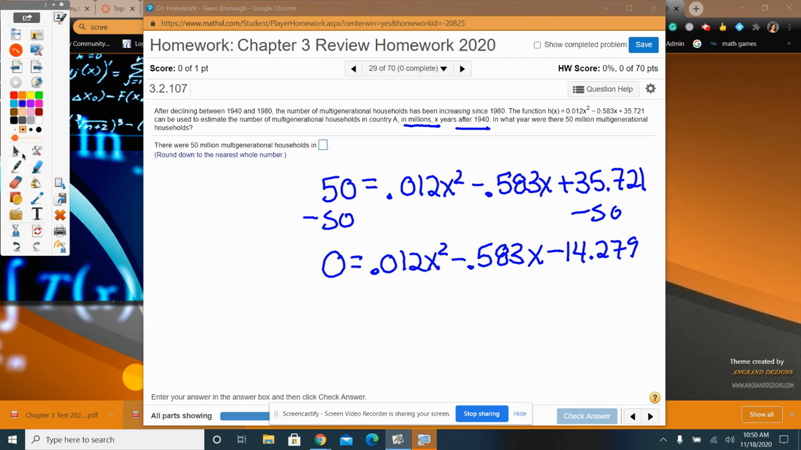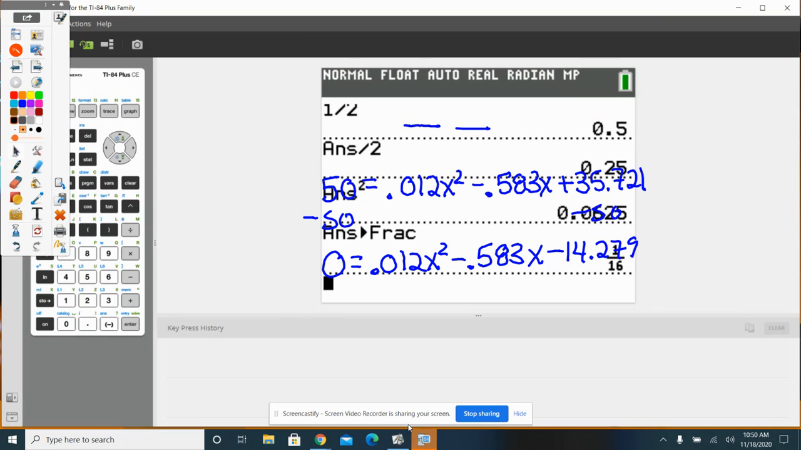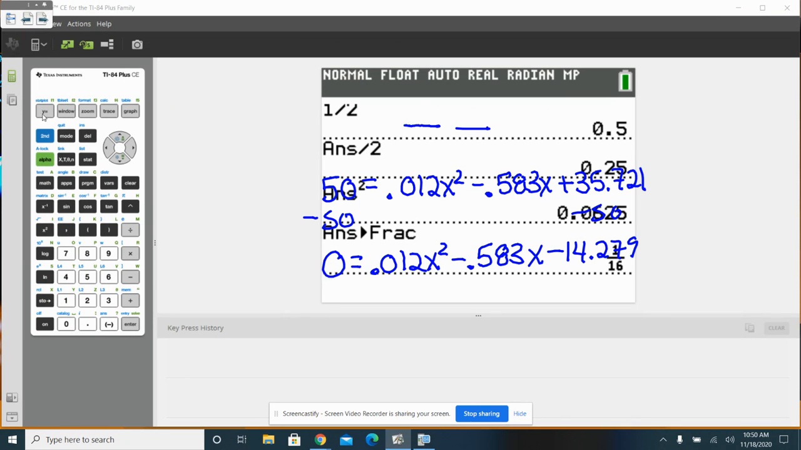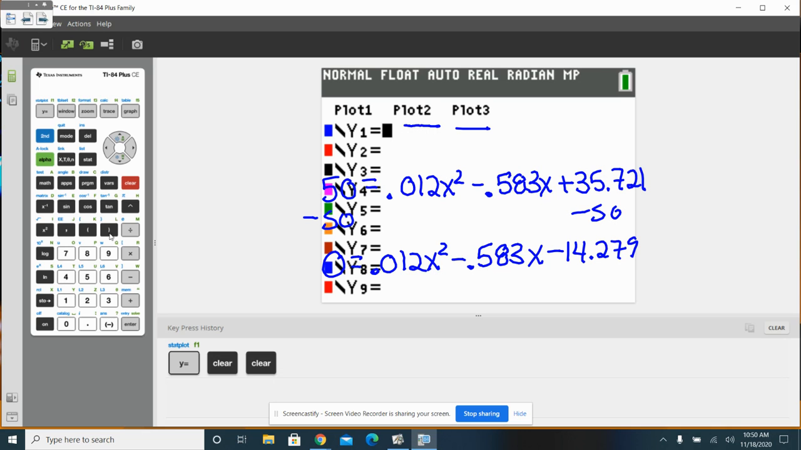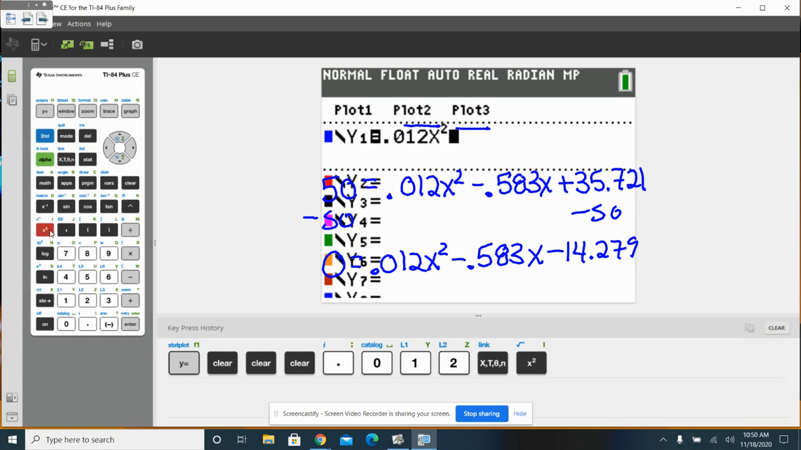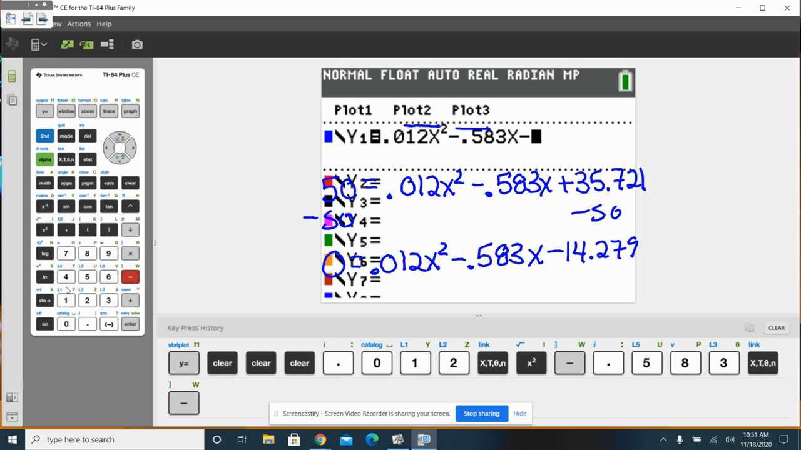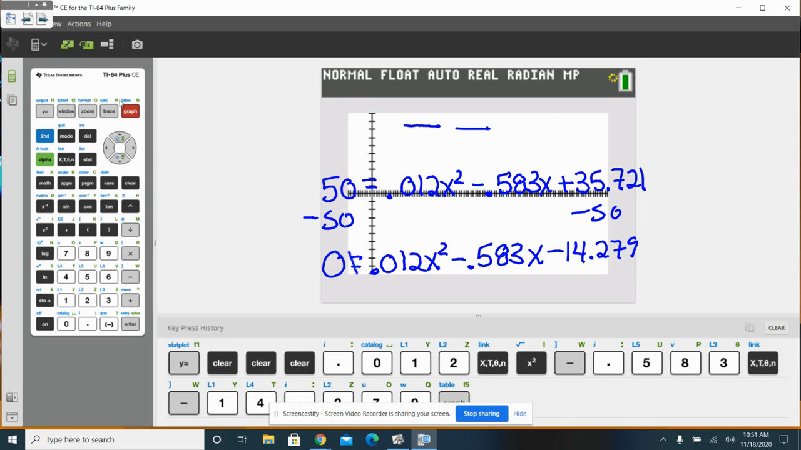And now you're going to have to go to your graphing calculator. All right, so go ahead and type this in. 0.012x squared minus 0.583x minus 14.279. So hit graph, and my graph's all messed up. But mine is actually in the window, which is nice. I bet if you went to Zoom 6, it wouldn't have been there. Yeah, Zoom 6, you kind of just see this little piece, so it's going to go way over here.